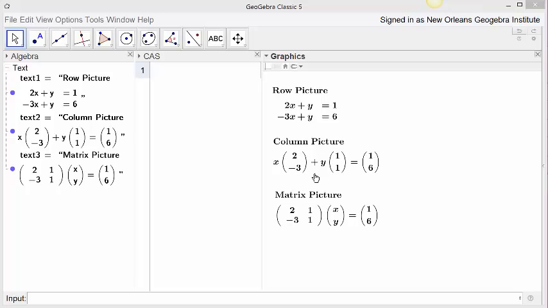The second way is to think of things as a linear combination. How do I express the right-hand side vector 1, 6 as a linear combination of the two vectors that are the columns over here in the system of equations? And then lastly, how do I view this in matrix form, where I'm trying to find which vector x, y is transformed by this matrix into the vector 1, 6?